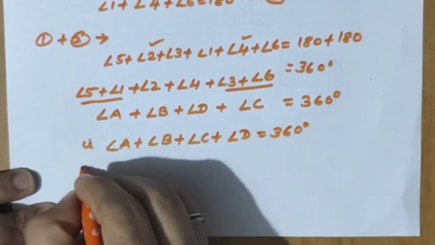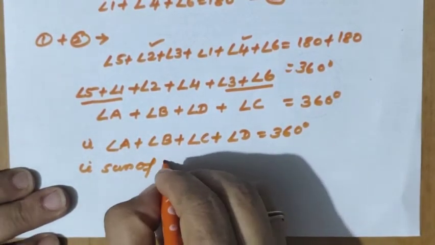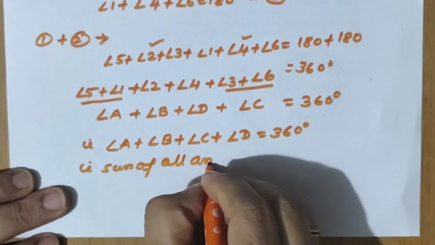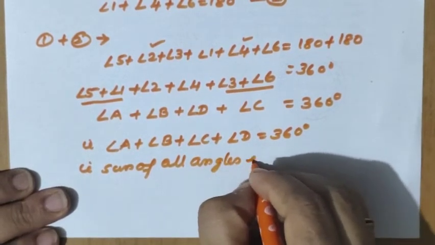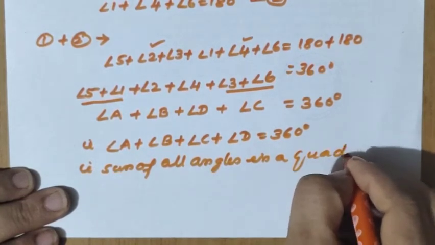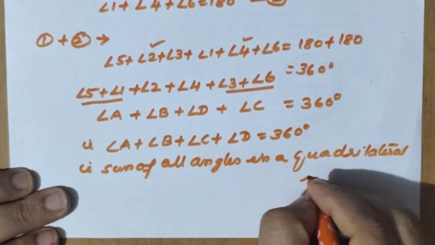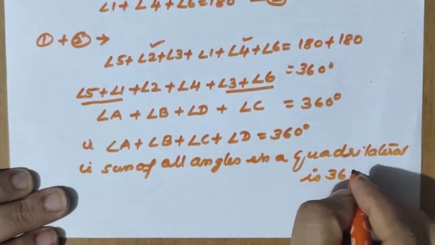So what is the conclusion? Sum of all the angles in a quadrilateral is 360 degree.